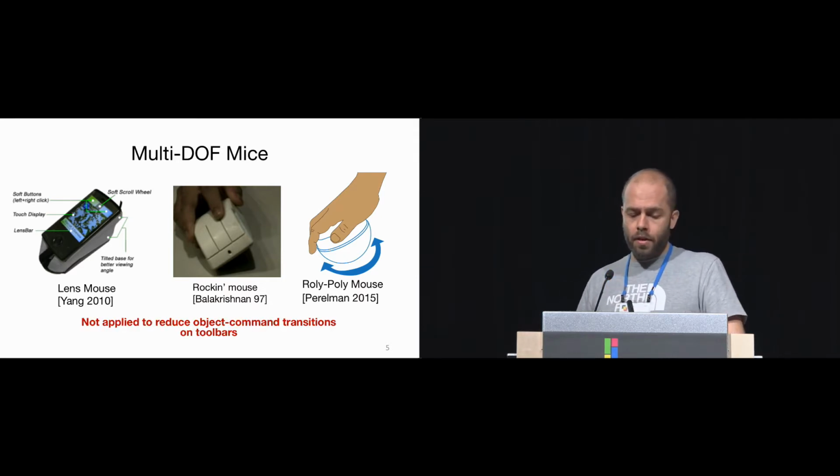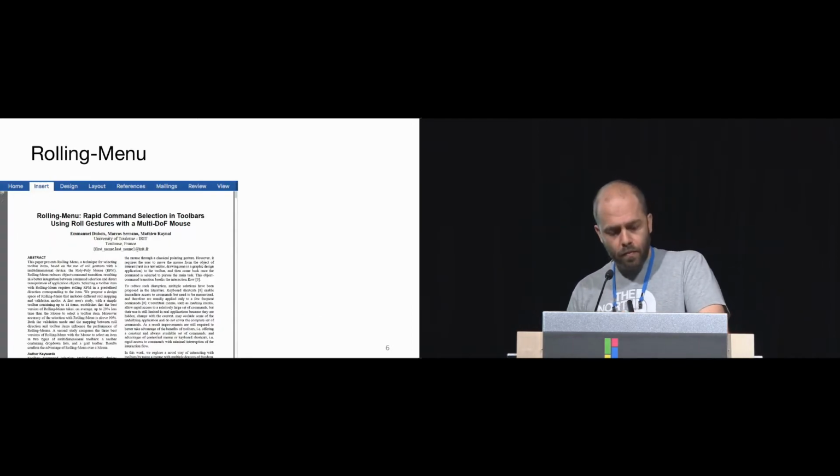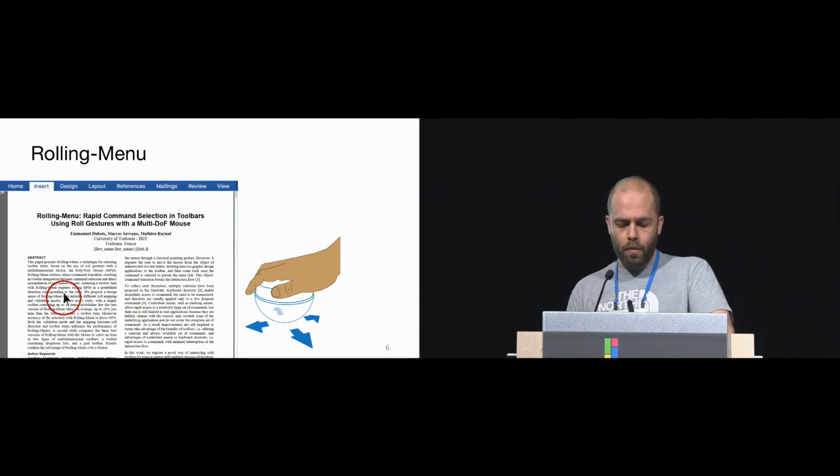However, to our knowledge, none of this previous work on multi-DoF mice has evaluated a solution for shortening this object to command transition on toolbars. So for this reason, we decided to study this concept, and we propose a novel technique called rolling menu, which is a new technique for selecting a toolbar item with a roll gesture using the Roly-Poly Mouse.